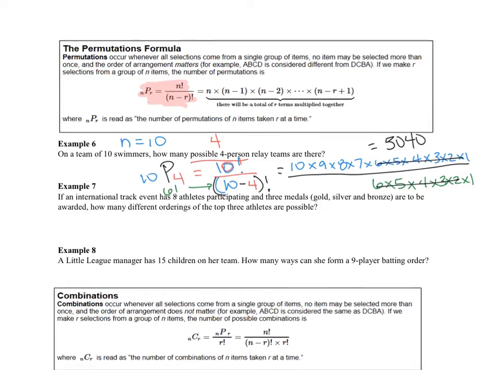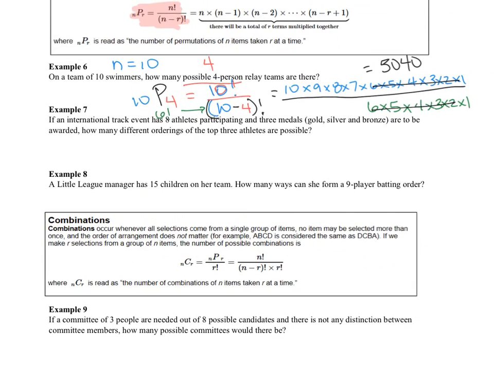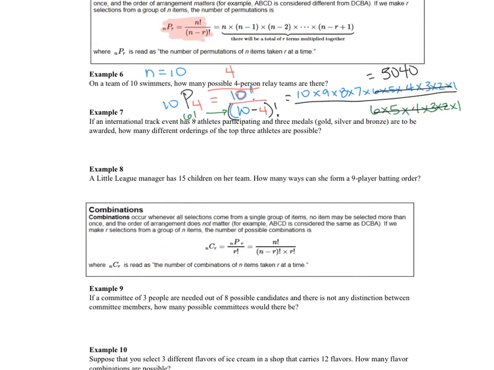Number 7. If an international track team has 8 athletes participating and 3 medals, gold, silver, and bronze, to be awarded, how many different orderings of the top 3 athletes are possible? Again, here order matters. If A gets gold and B gets silver and C gets bronze, that's different than C getting gold, B getting silver, and A getting bronze. So we need to worry about the ordering mattering there.